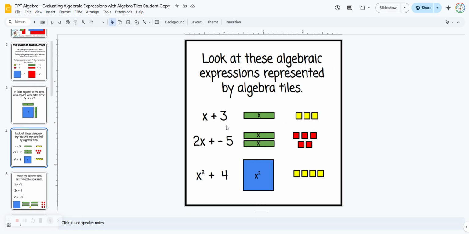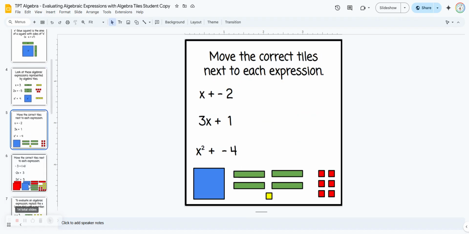Now the next slide shows some representations with tiles for these expressions. So x plus 3 would be the positive x plus positive 3. 2x plus -5 would be 2 positive x tiles and 5 negative. And x squared plus 4 would be that larger tile, x squared plus 4 positives.